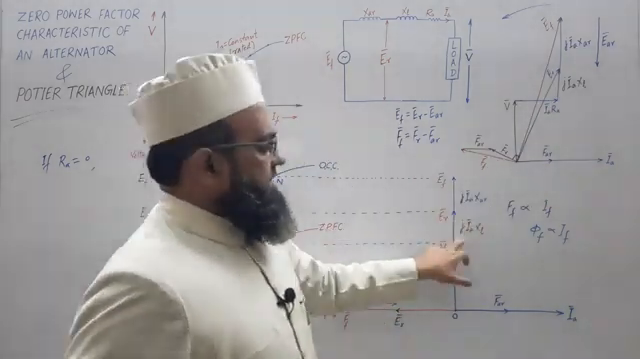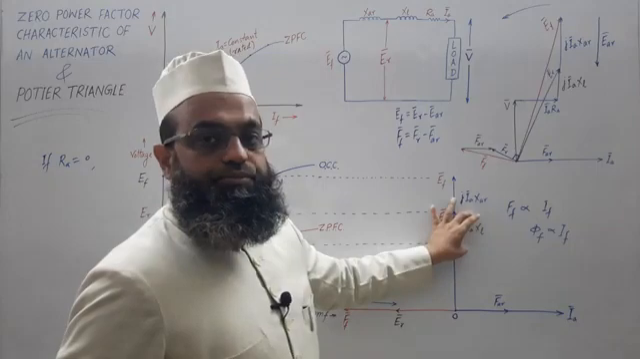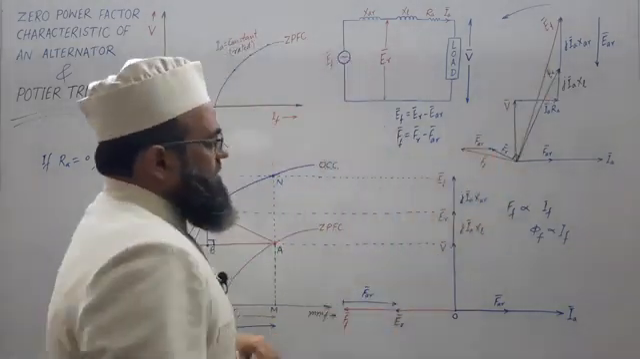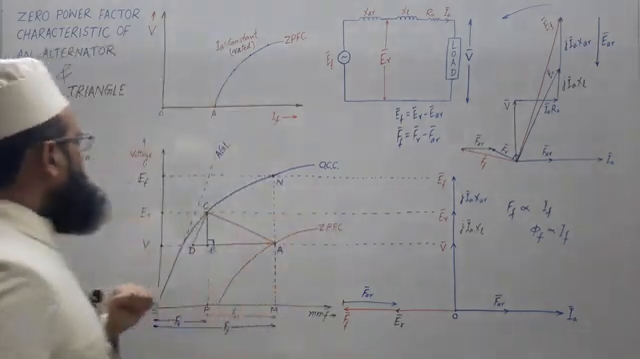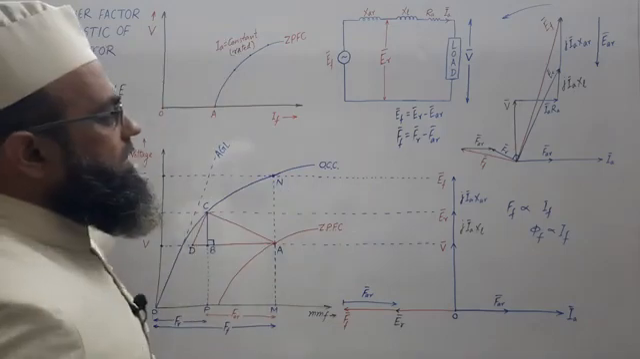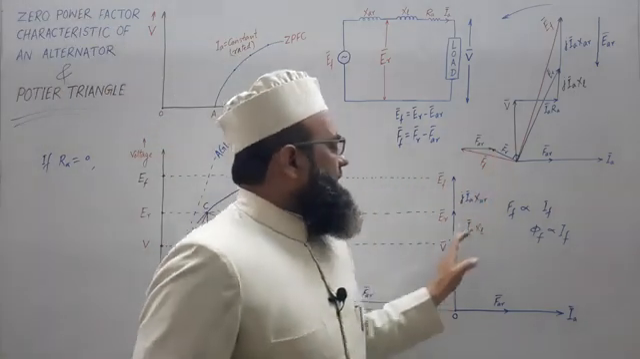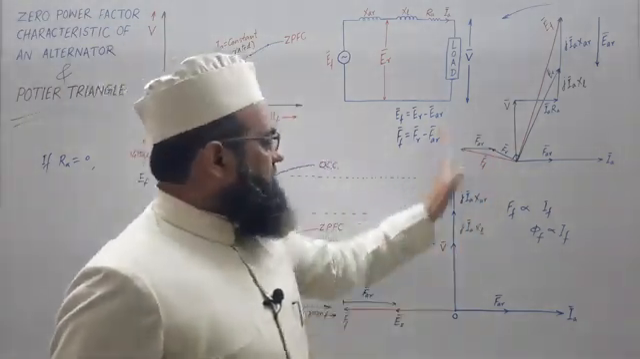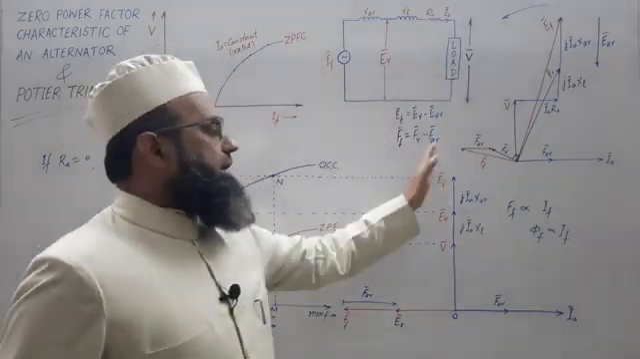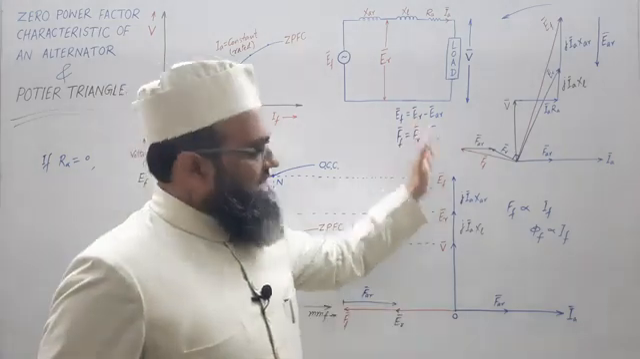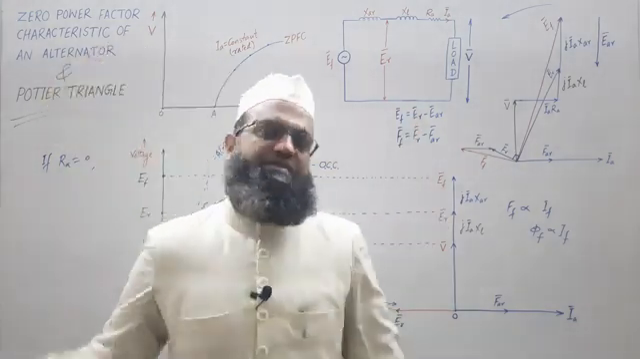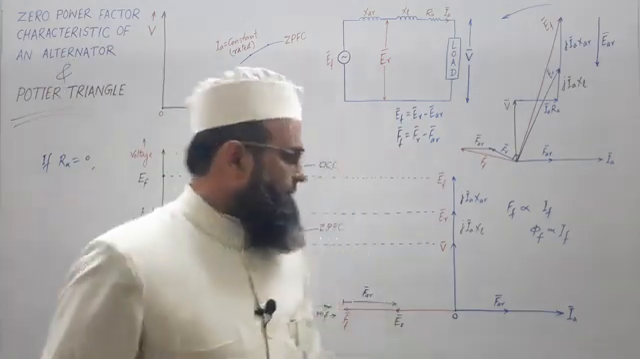So this will be j IA XL and this will be j IA XAR. With this assumption that RA has been ignored, we may observe that all three phasors EF, ER and V lie along the same line. It means these three phasors will be in the same phase with this assumption. Fine.